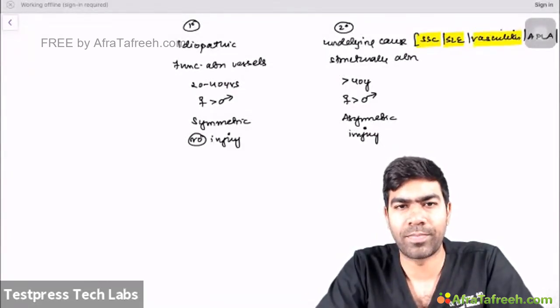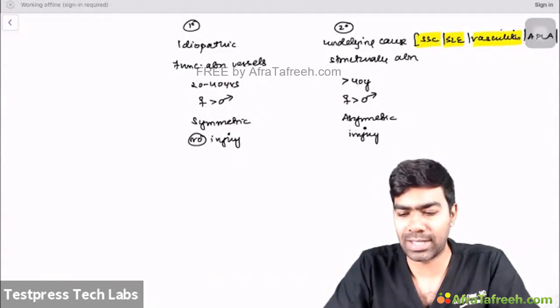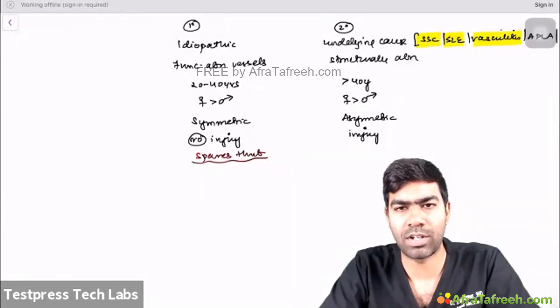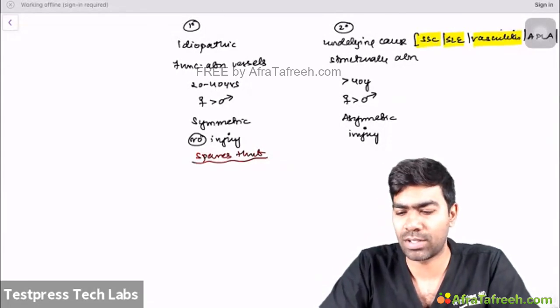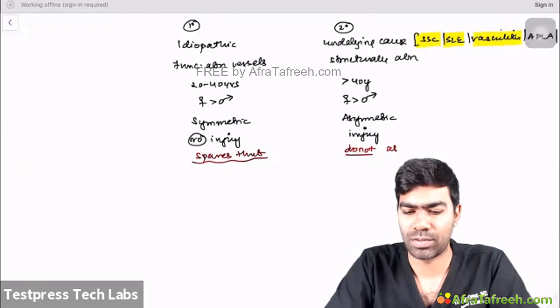So that's quite common. Similarly, the most important point that you need to know for the exams is that primary Raynaud's will spare the thumb. The thumb will usually not be involved in primary Raynaud's, whereas in secondary Raynaud's, they don't spare the thumb. They affect the thumbs also.